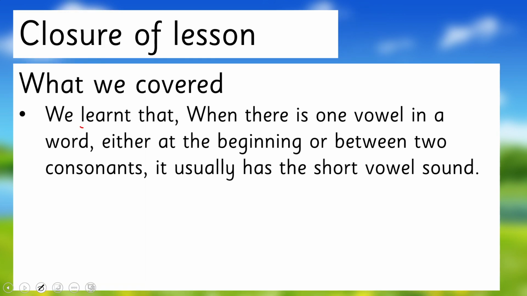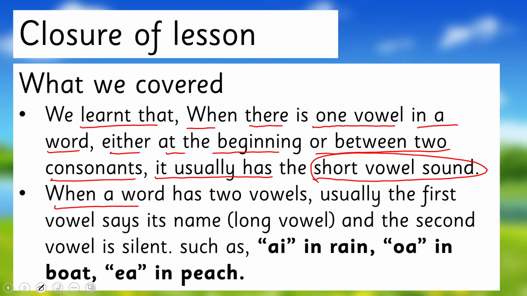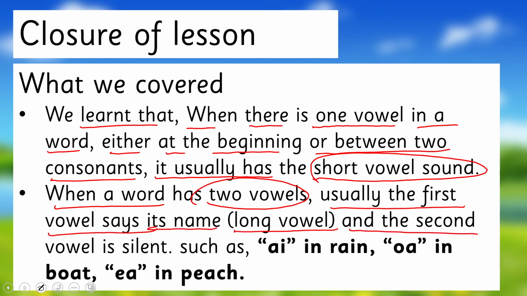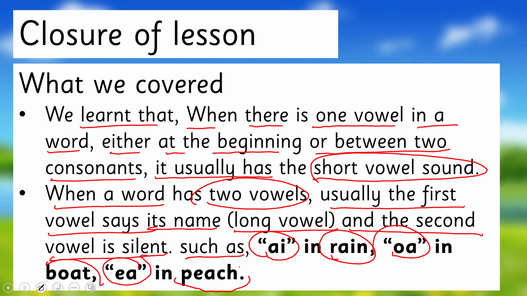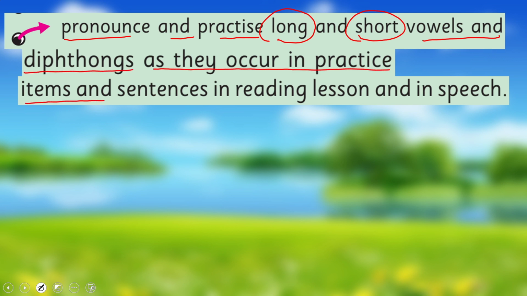So what we have practiced, we learned that when there is one vowel in a word, either at the beginning or between two consonants, it usually has short vowel sound. And when a word has two vowels, usually the first vowel says its name, that's long vowel sound, and the second vowel is silent, such as A in rain, O in boat, and E in peach. So in this way, we achieved our SLO to pronounce and practice long and short vowels. And diphthongs, inshallah, we'll practice tomorrow, as they occur in practice items and sentences in reading lesson and in speech.